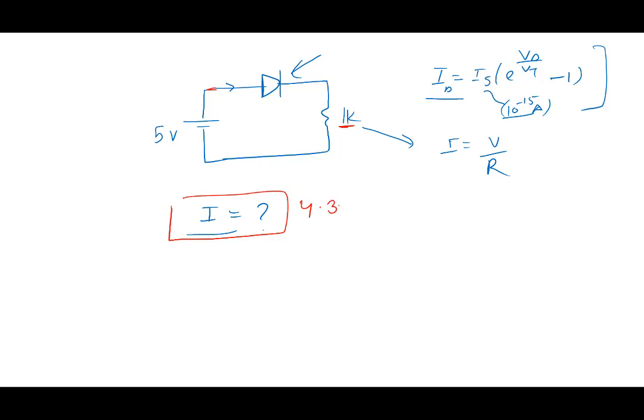4.3. How do we get that? But we don't know the VD from here. So okay, from this first equation, we can write VD is VT ln 1 plus ID by IS, right? Okay, I don't know ID. ID is the current flowing here. I don't know ID. So how do I calculate VD?